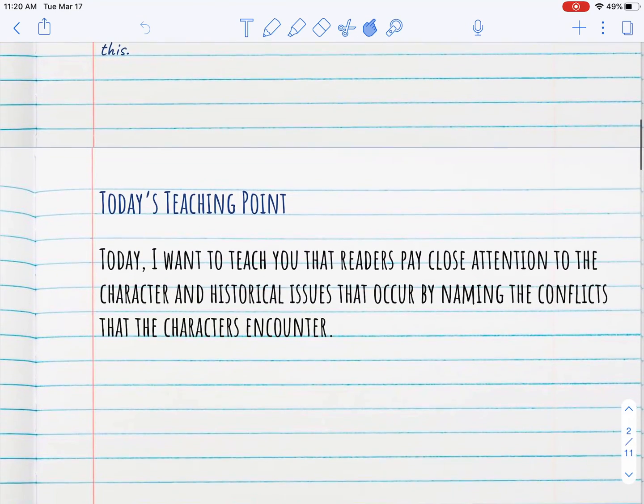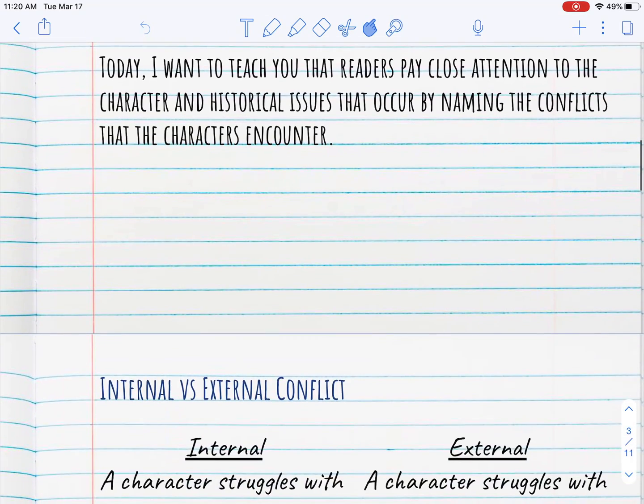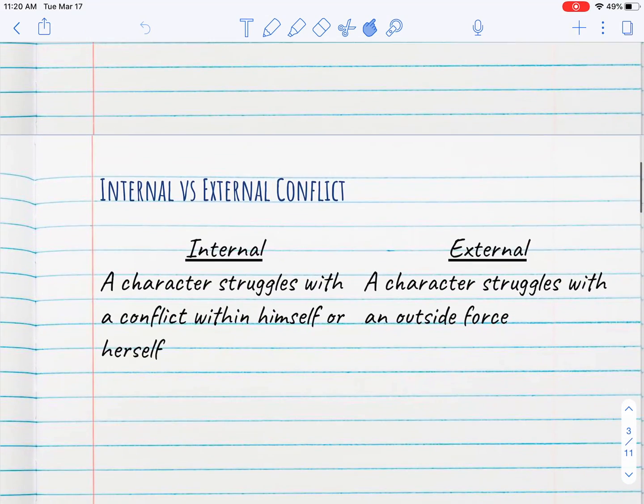All right, so today we're going to pay close attention to the character and historical issues that occur by naming conflicts. So we're going to review all the different types of conflicts today that our characters might encounter. Big thing to remember with conflict, and this is review from the beginning of the year with our realistic fiction books, characters can have internal struggles that are often with themselves, and they can have external struggles, and those are those struggles we're going to see with other characters, maybe with nature or with society. So remember, internal, within themselves, external, it's that outside force.